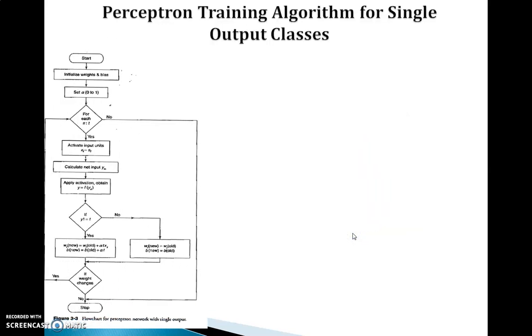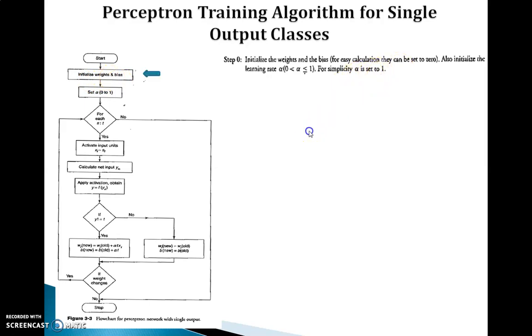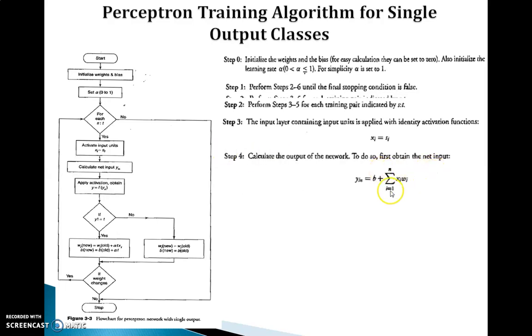Now we check the algorithm for the perceptron. This is for a single output class. We start with the initialization of the weights and bias. Generally we prefer the alpha value 0.1. We set the alpha value. After that we collect the training pair, named S:T. S is the input, T is the target. Then activate the input unit, store S in the local variable xi and calculate the net input. Net input is calculated by yin equals bias plus summation from 1 to n of xi into wi.